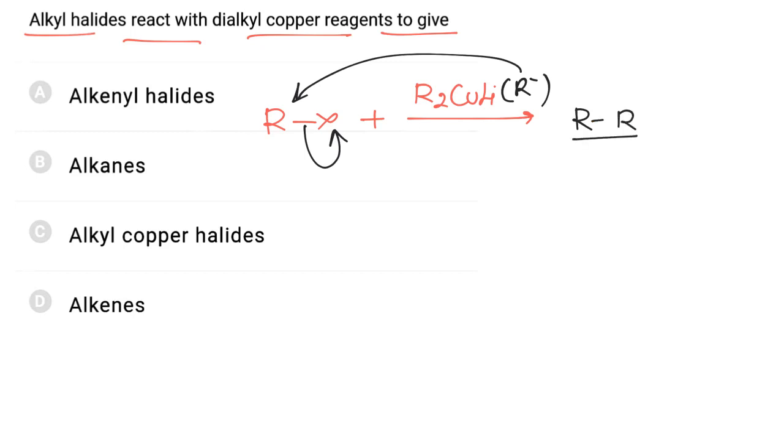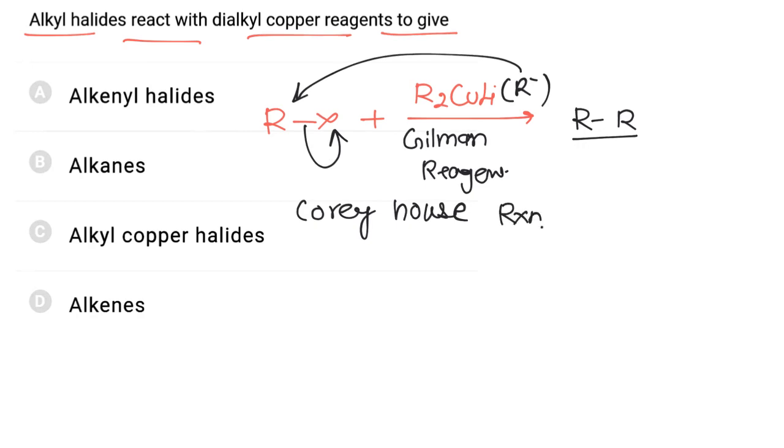Now this is a named reaction. R2CuLi is called Gilman reagent, and this reaction is called Corey-House reaction, which is used for preparation of symmetrical and unsymmetrical alkanes. So the correct answer is B. Alkanes are formed as the final product.